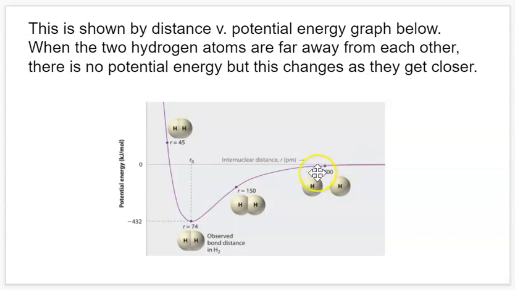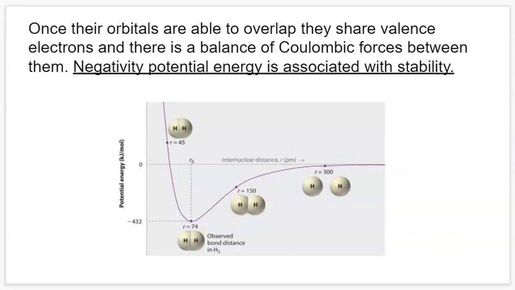But as we scoot to the left here, you can see the potential energy starts to decrease as the atoms get closer together until they get to a point where the atoms are starting to overlap. Their electron clouds are overlapping, and their valence electrons are transferring electrons between them and sharing those electrons to make a covalent bond in this case, since it's two nonmetals. But you'll see that this potential energy keeps getting lower and lower as they get closer. And a negative potential energy is associated with stability.